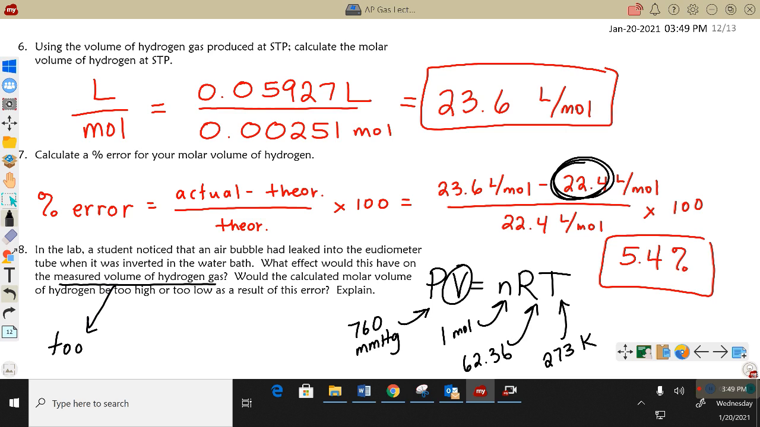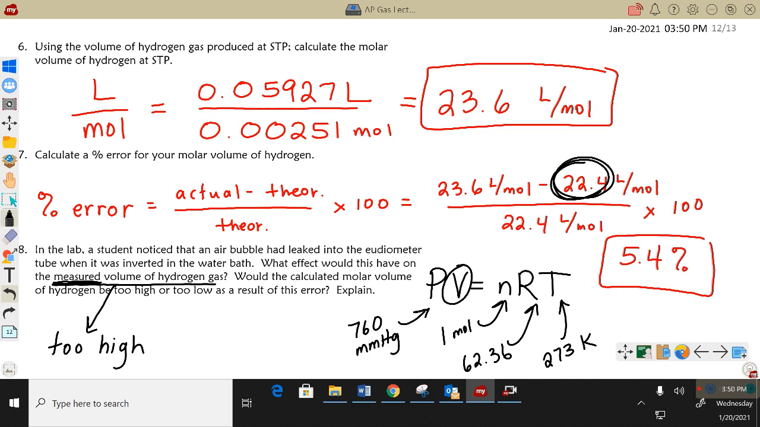Oopsies, I should say too high. My measured volume is too high. The actual amount of hydrogen would be less than what I measured. So I thought it was 67 milliliters of hydrogen, but maybe I had like a 3 milliliter air pocket up there. So my measured volume is too high.